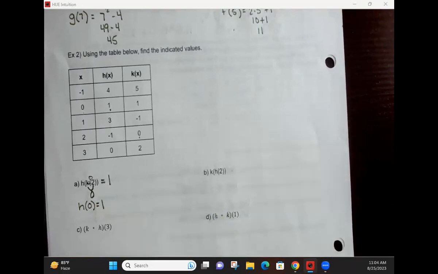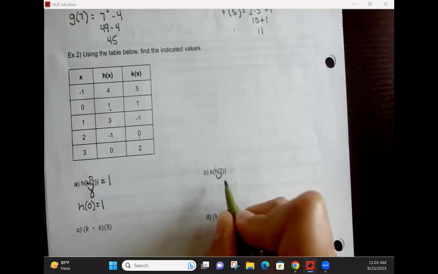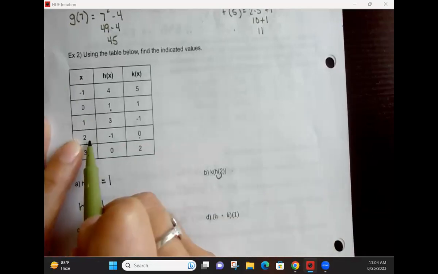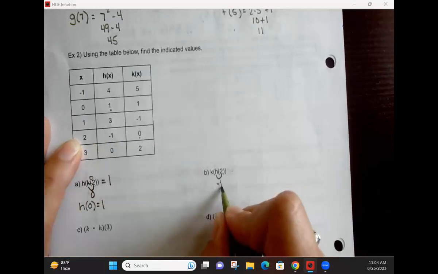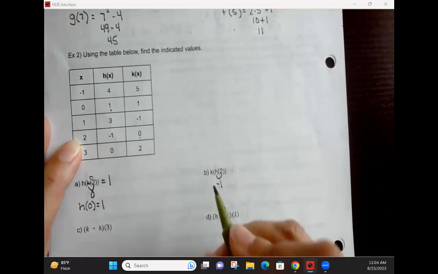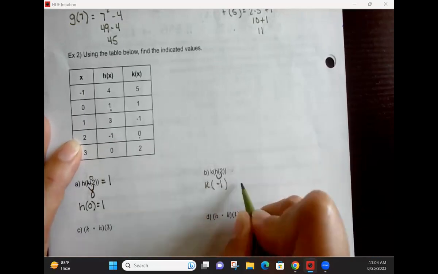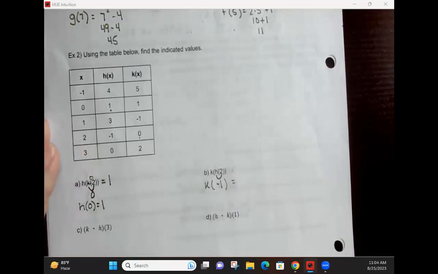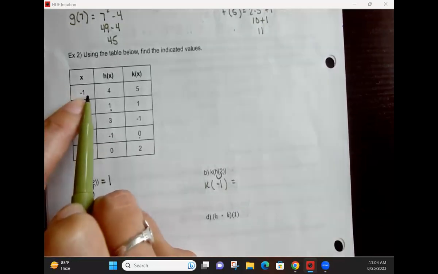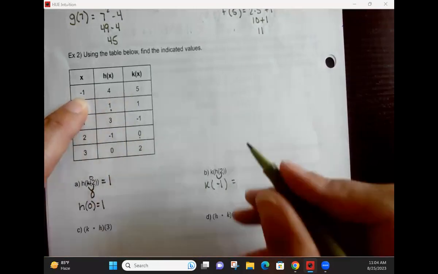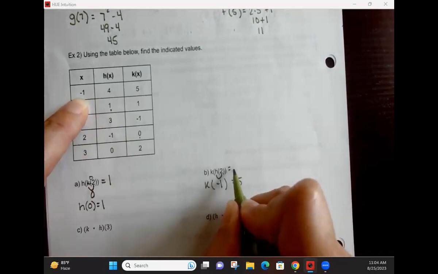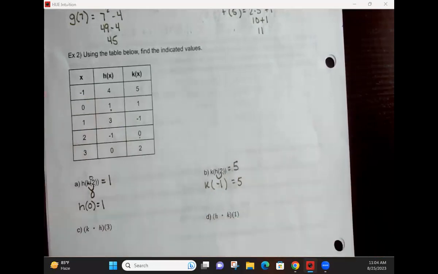For B, same idea. Start with the inside, that's h of 2. So our input is 2. I want to know what's the output for h. So that's this first column. We get -1. And now I'm going to do k of -1. So our input this time is -1. And I go all the way over to the k column, and I get 5 for the output. So k of h of 2 is 5.